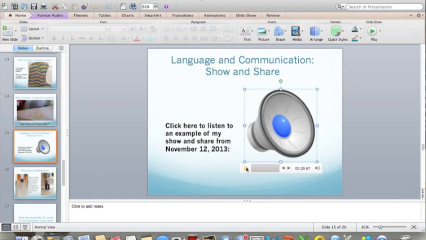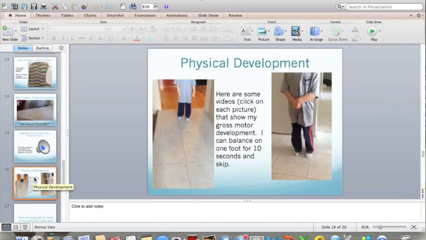So if you were including show and share, you might even want to take an actual video of the student speaking in front of the class. Then we move into physical development. So in the EYES testing, these are some of the things that are assessed for gross motor development, balancing on 1 foot for 10 seconds, skipping, and a few others. So I just chose to incorporate those 2 and took videos of the student performing those 2 tasks.